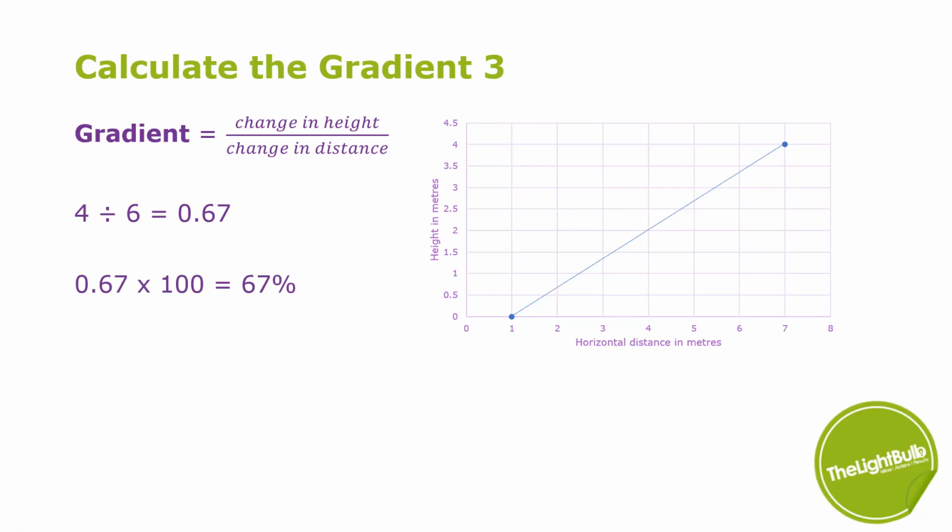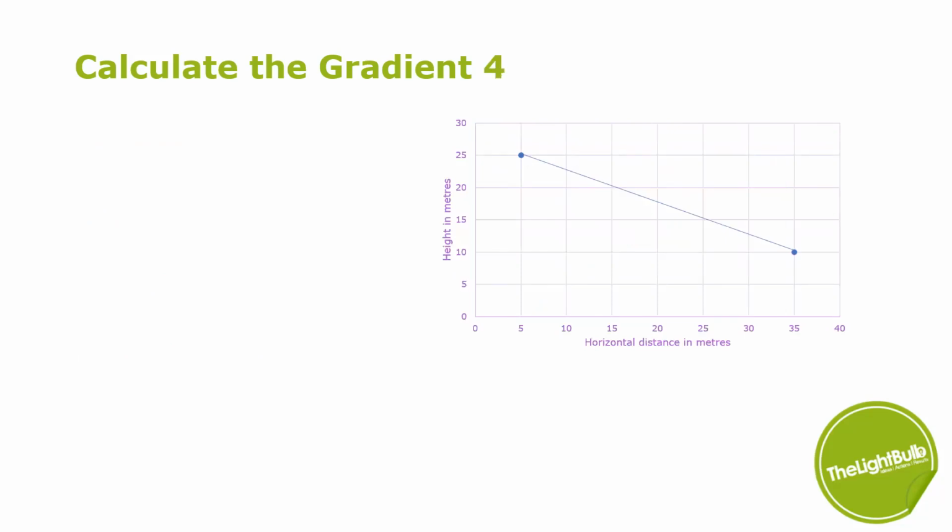Some of you fraction whizzes out there might be saying to me, Tim, surely as a percentage that's 66.67%. And you would be right. So you could give that as your answer if you wished. But if we just use a little bit of rounding here to the nearest whole number, 67% is an absolutely fine answer to give for the gradient here. So very good. Let's have a look at another example.